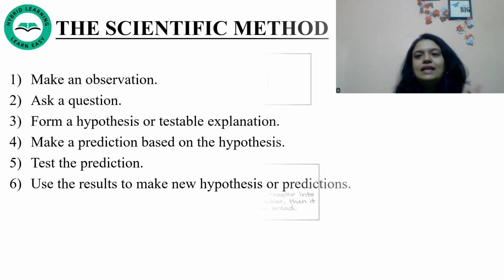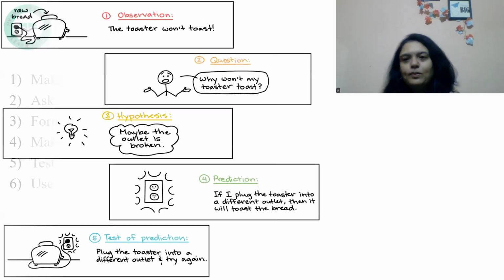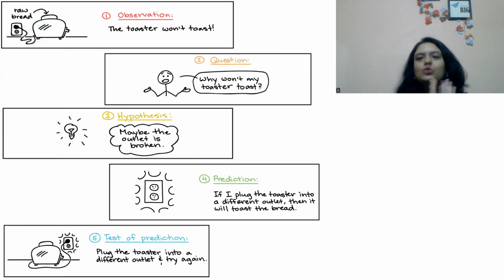So let us understand this. In order to understand this, let us see one simple problem. So we have a toaster. I made an observation that the toaster is not working. So the toaster won't toast. So what is the question? Why won't the toaster toast? That is my question. That is my problem. Hypothesis: maybe the outlet is broken. Now, this is a tentative answer to the problem that I'm facing.